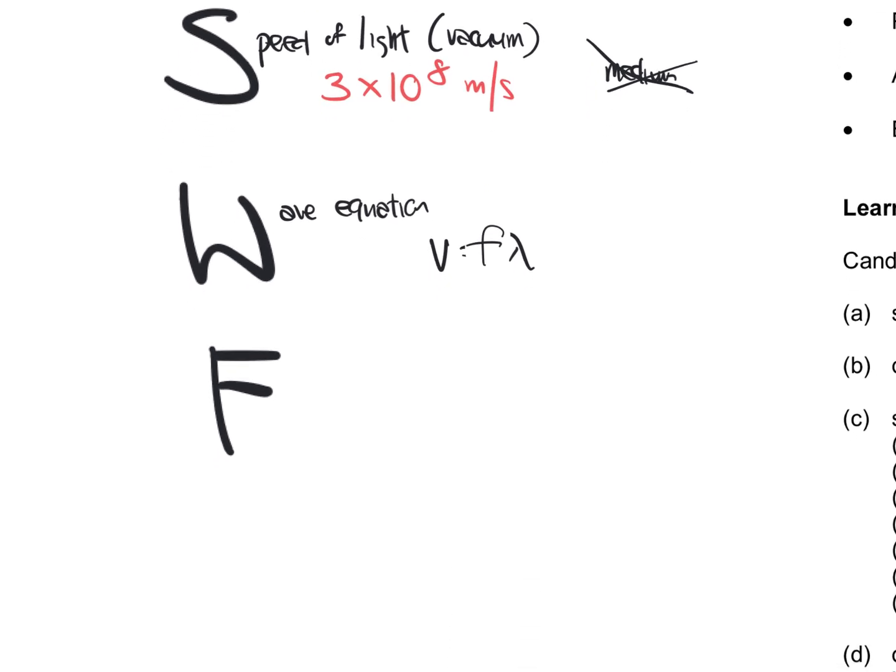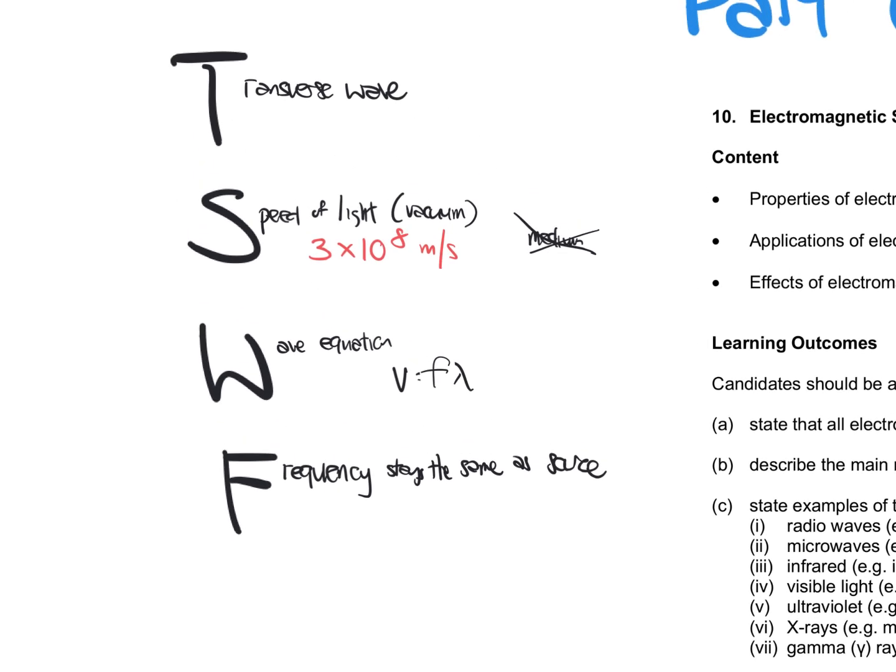Last but not least, I want you to remember about frequency, and we're going to use this phrase: the frequency stays the same as the source. While we did say that everything in vacuum travels at the speed of light, sometimes these electromagnetic waves may go into different mediums. As they go into a different medium, of course, they may slow down, similar to what you know in terms of sound. So as it goes through that medium, the speed may change, the wavelength may change, but the one thing that does not change is the frequency. It remains the same.